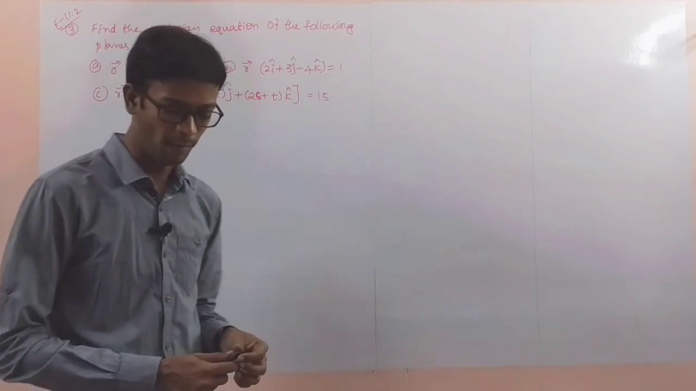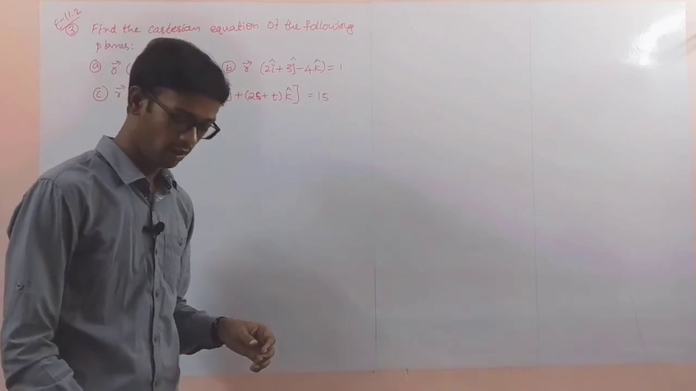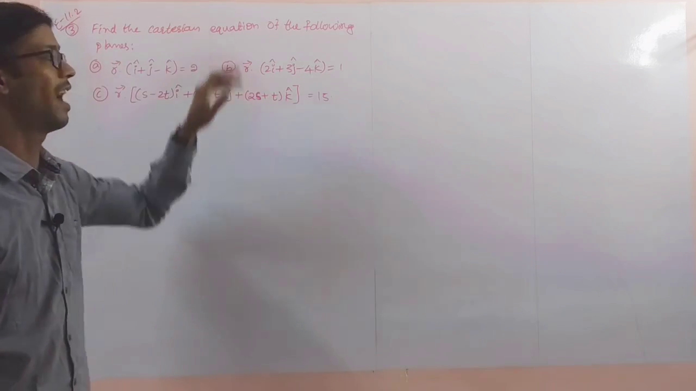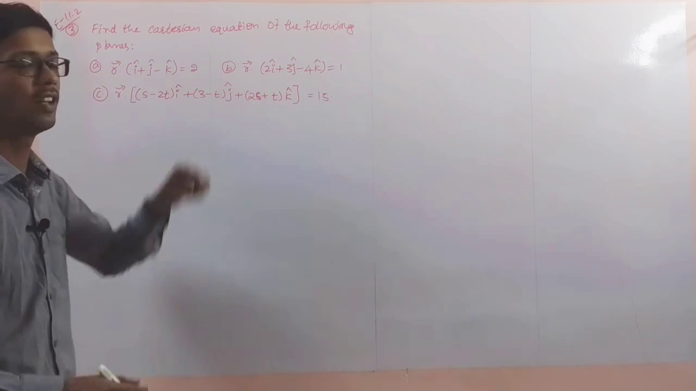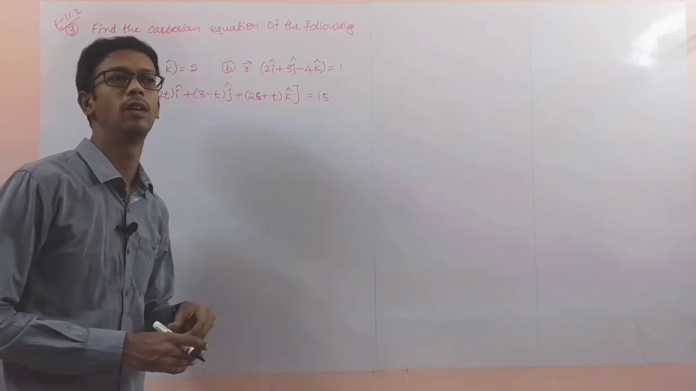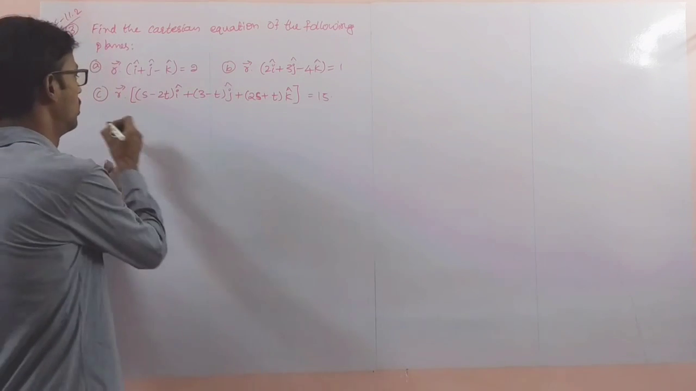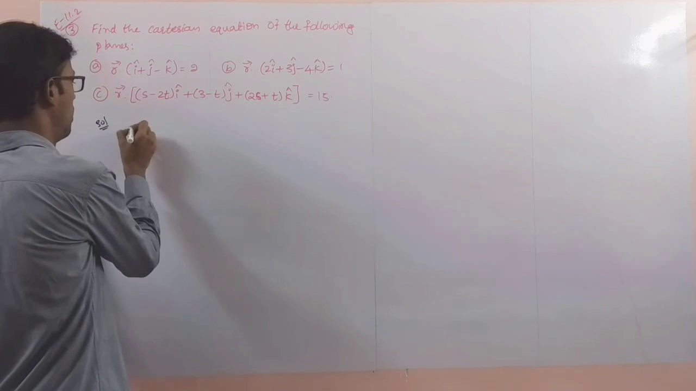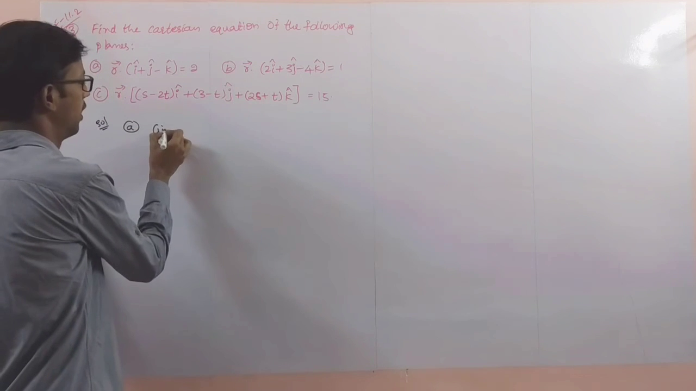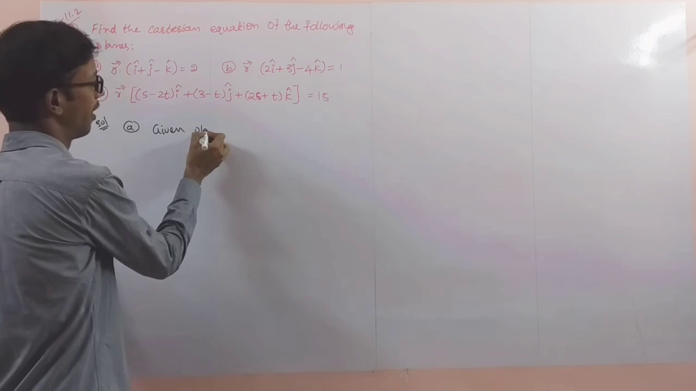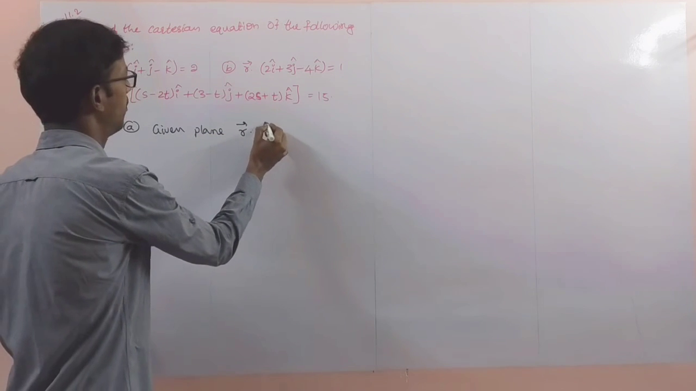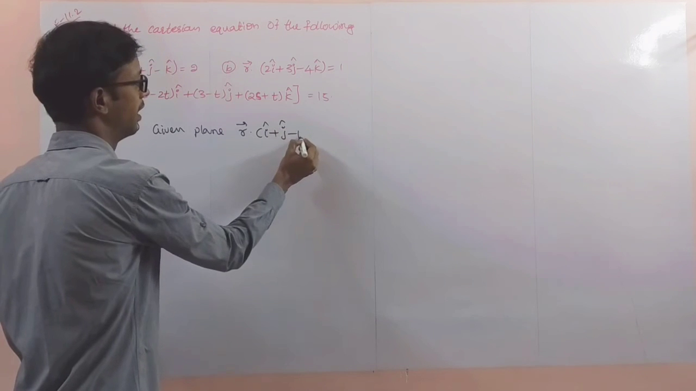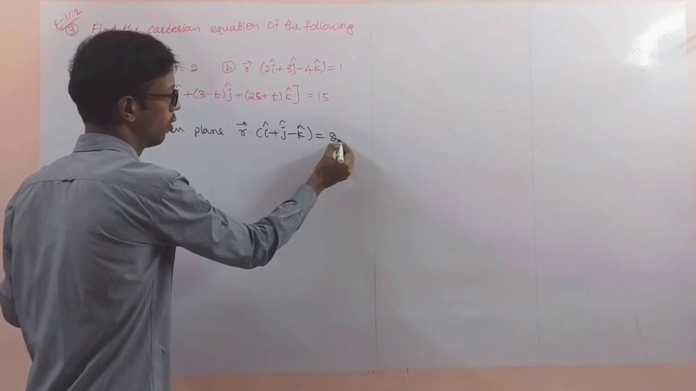Next, problem number 3 in the exercise. Find the Cartesian equation of the following planes. These are the planes in vector form, and it is asking for Cartesian form. Solution. First, problem number A. Given plane r bar dot i cap plus j cap minus k cap equal to 2.